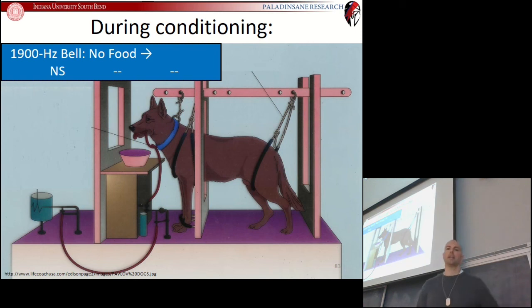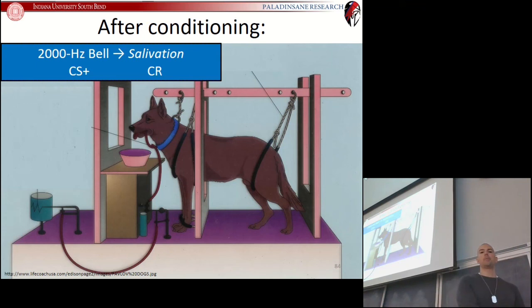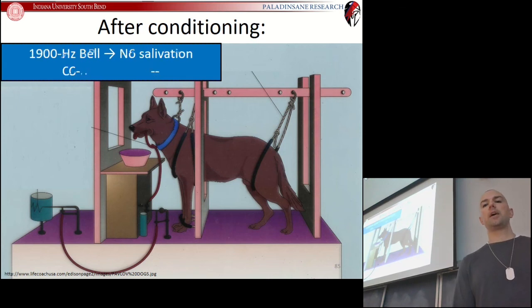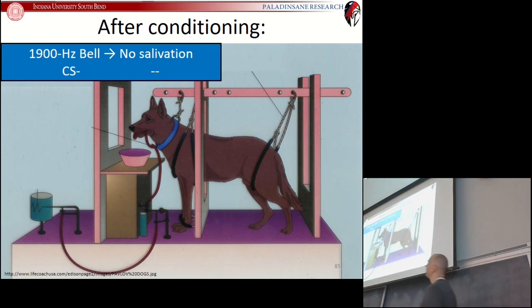And what we'll find is that after conditioning, that 2000 hertz bell has become a conditioned stimulus, an excitatory conditioned stimulus is what they call it. That's that CS plus for excitatory. That causes salivation, the conditioned response. So this is your typical classical conditioning. However, we have stopped that stimulus generalization, and this dog will learn not to salivate to the 1900 hertz bell, the conditioned stimulus for inhibition.